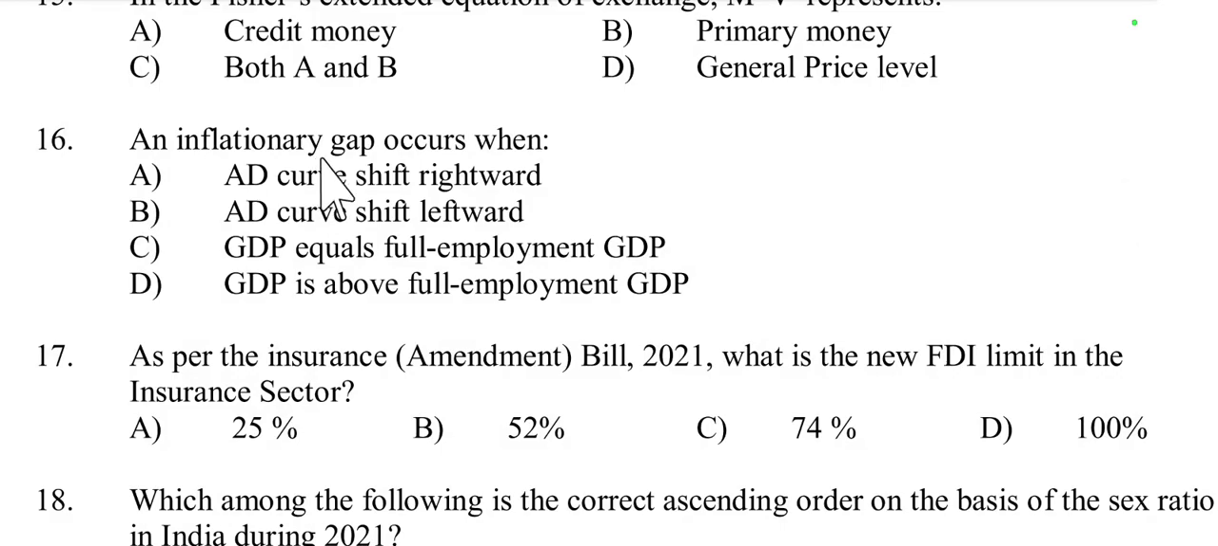Then question number 16, when does an inflationary gap occur? When the aggregate demand curve shifts rightward, when the aggregate demand curve shifts leftward, when GDP equals full employment GDP, or when GDP is above full employment GDP? Yes, the last is the correct option. An inflationary gap occurs when the actual GDP exceeds the full employment GDP. It means that the economy is producing beyond its sustainable capacity. This typically leads to upward pressure on prices, or inflation. So an inflationary gap occurs when GDP is above full employment GDP.